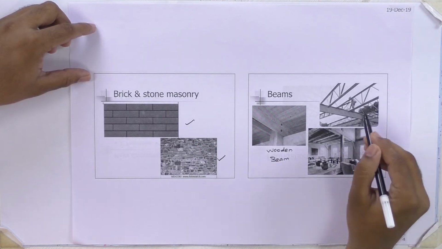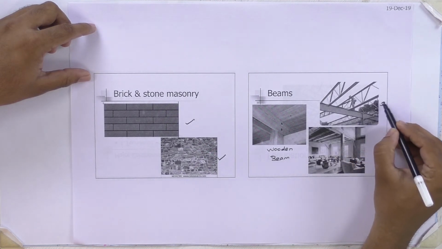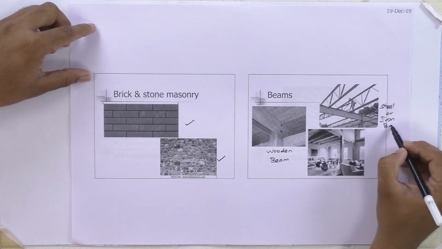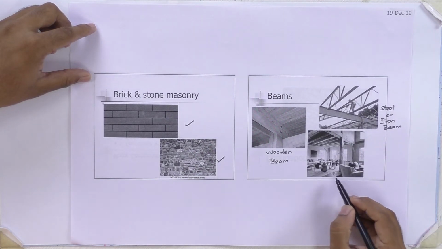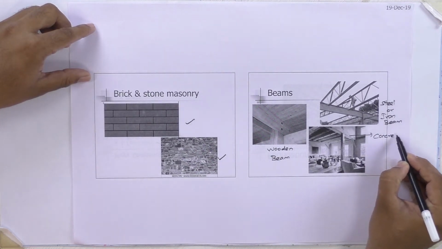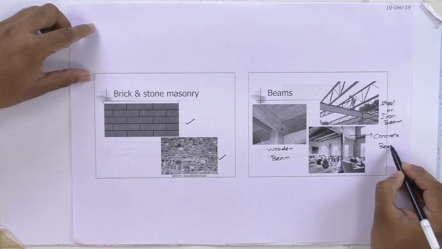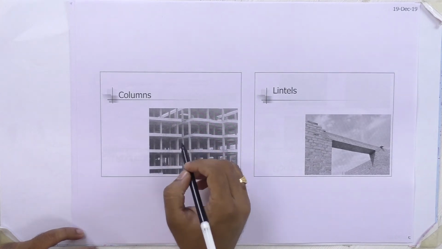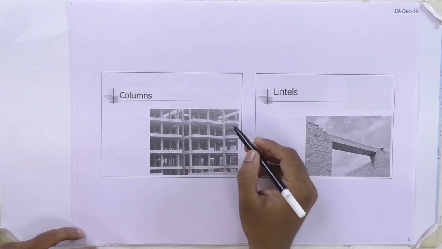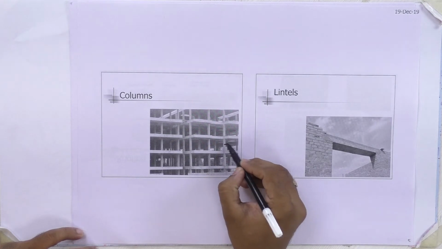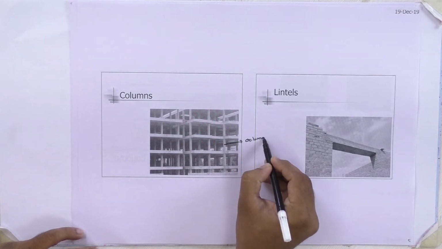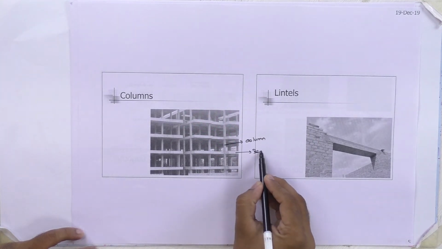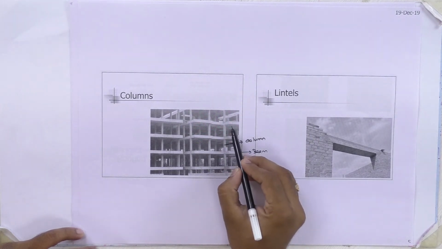and this one is a steel or iron beam, and this one is a concrete beam. The next component of a building is the column. So in this image we can see the different columns here. This one is a column, and we have already discussed the beams. This one is a beam, and this one is a slab.